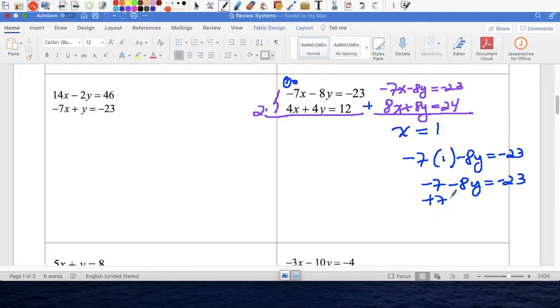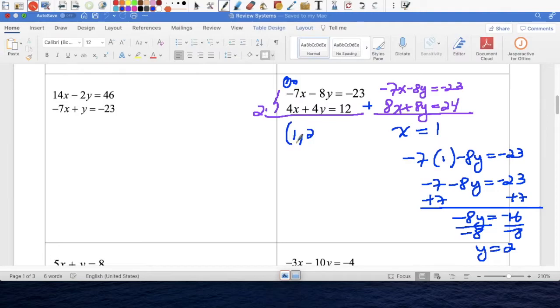You're going to do plus 7, plus 7. You get negative 8y equals negative 16. Divide both sides by negative 8, and y equals positive 2. So our point of intersection is (1, 2).